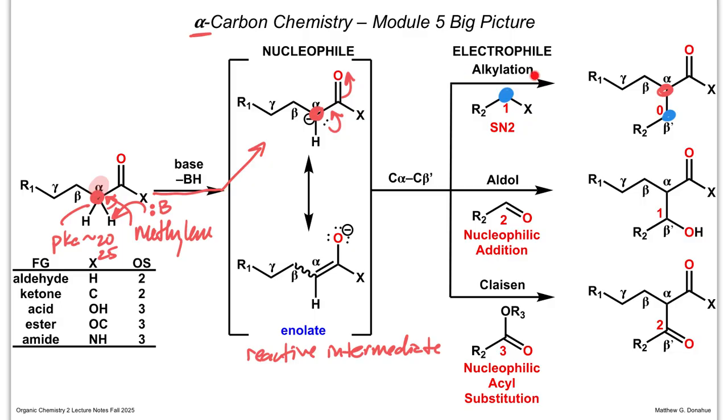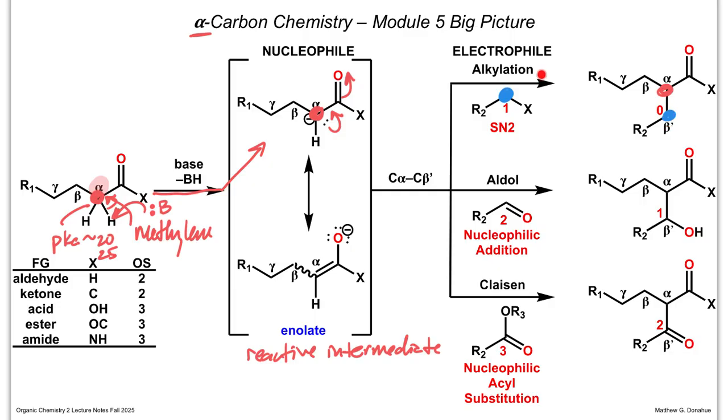Regardless of what type of electrophile is employed, we're always making a carbon-carbon bond between the alpha carbon and a new beta prime. I call that beta prime because starting from alpha, we're branching off into a different carbon chain. So the substrate already had a beta carbon, now it's branched, so that's beta prime. So all of these reactions will make a carbon-carbon bond.